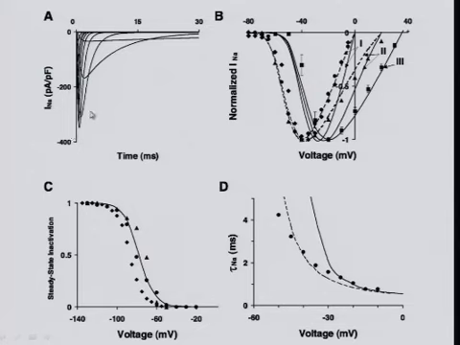So this is what sodium currents look like under voltage clamp. This is what we do, and as we go more and more positive, the currents get faster and faster. They turn on faster, they turn off faster, and they sort of go up towards, in this particular case, let's say minus 40 millivolts.